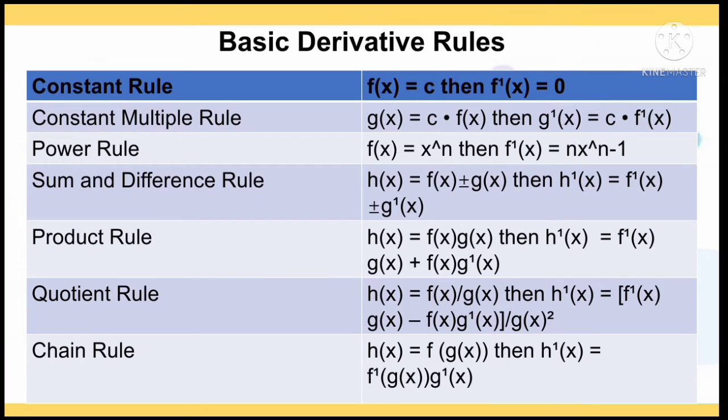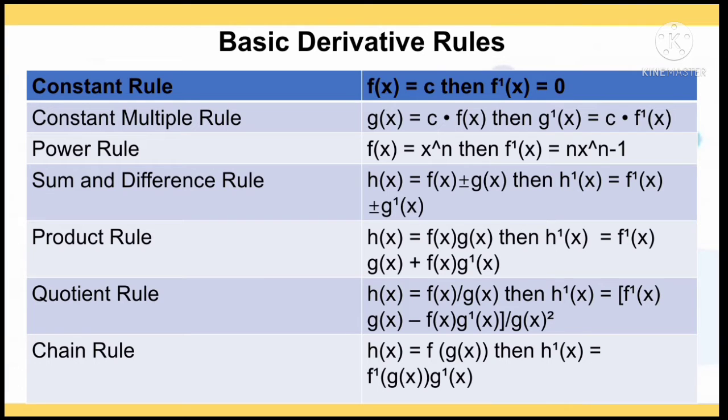Next would be the quotient rule. h of x is equal to f of x all over g of x. Then the derivative of h of x is equal to f prime of x, or the derivative of f of x, multiplied by g of x, minus f of x multiplied by the derivative of g of x, all over g of x squared.